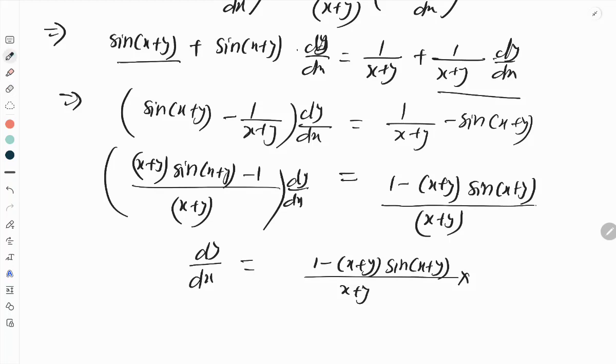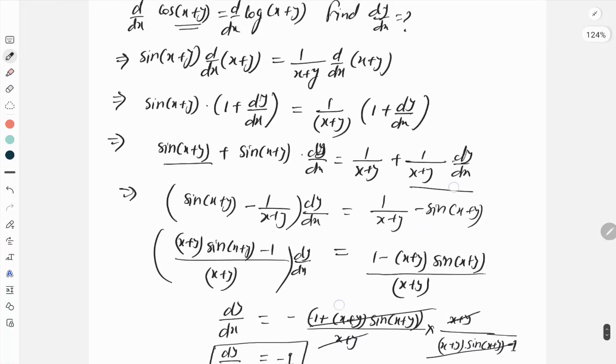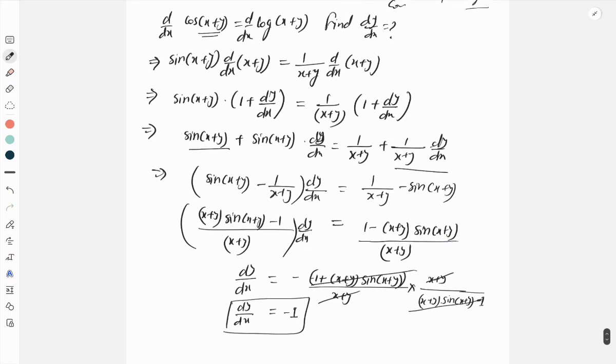How? This term will be upside down: (x + y) upon (x + y) sin(x + y) minus 1. See, x plus y cancel, and these two terms are just negatives of each other, correct or not? See, this is (x + y) into sin(x + y) minus 1, and if I am taking minus common here, then it will be plus, same, cancel, means minus 1 is the answer. Dy/dx you got minus 1. Okay, so in this question you can see it is nothing, just a derivative you have to take. After that just solve it.